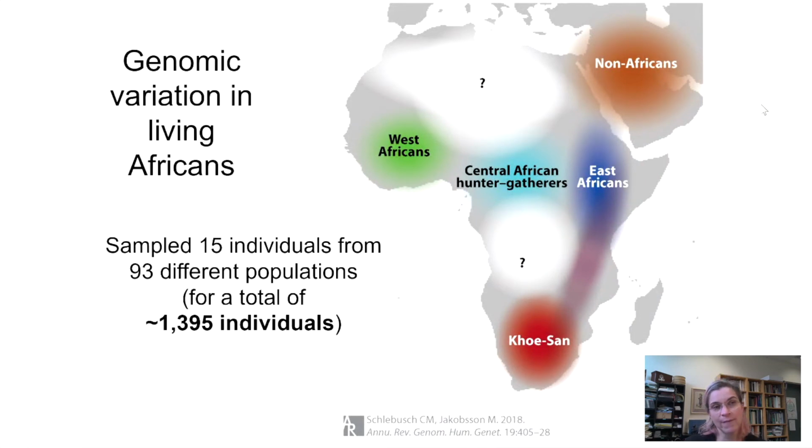There's a great study that came out a couple years ago that synthesized a lot of the work being done in African genetic variation. So, genomic variation in living Africans. So again, looking at modern people. In this study by Schlebusch and Jakobsson, I think that's how you pronounce his name, they sampled 15 individuals from 93 different populations. So each population had multiple individuals in it. That's a total of 1,395 individuals in their study. And this gives you a sense of the geographic regions that were covered. So they had non-Africans, West Africans, Central African hunter-gatherers, East Africans, and the Khoisan.